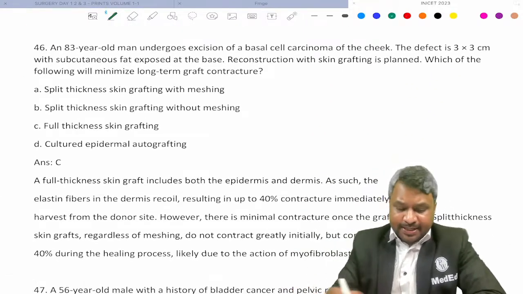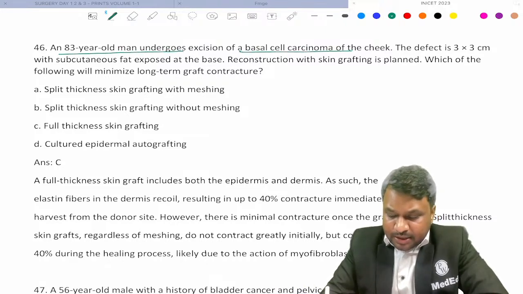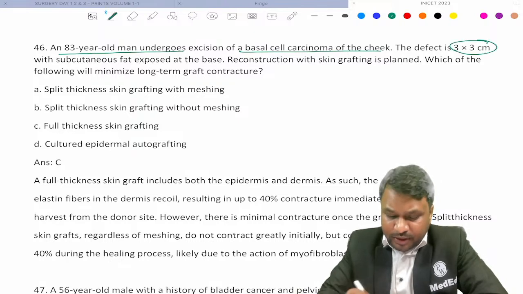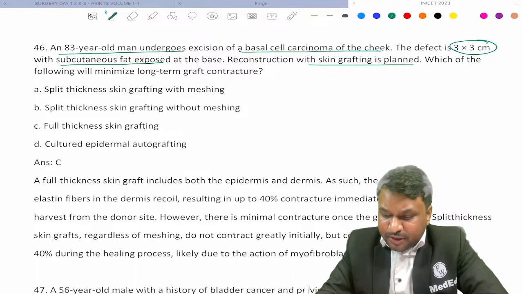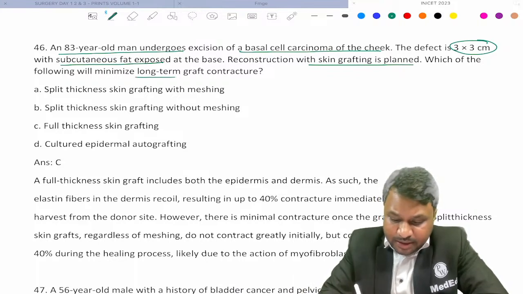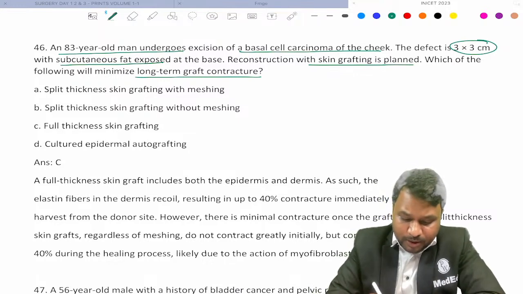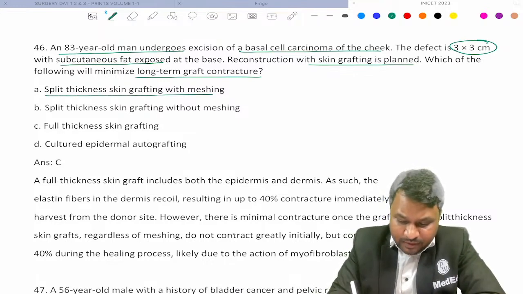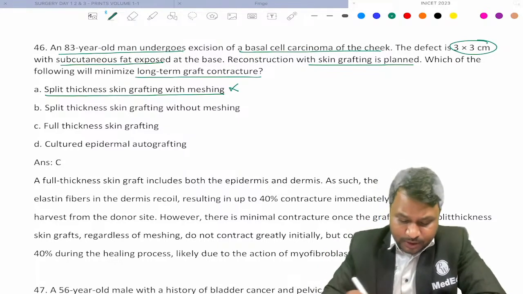Question number 46. An 83-year-old man undergoes excision for basal cell carcinoma of the cheek. A defect of 3 by 3 centimeters in the subcutaneous fat is exposed. Reconstruction with skin grafting is planned. Which of the following will minimize the long-term graft contracture? Now remember, split skin grafting with meshing will have a very high graft contracture, so this is not going to be an ideal situation.